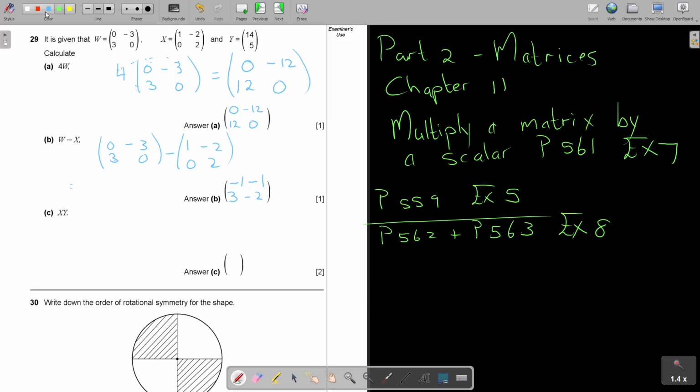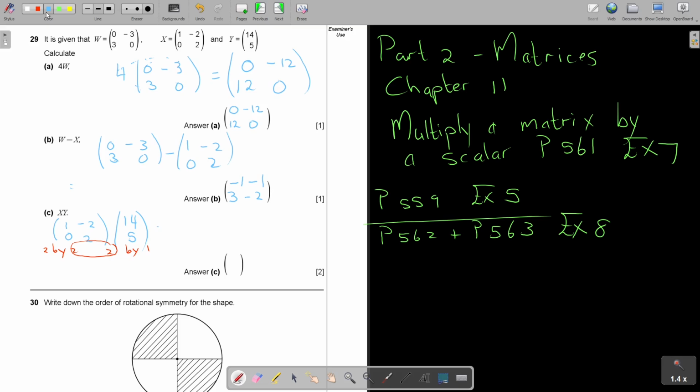Let's write down x. So let's start with x. So it's going to be 1, 0, negative 2, and 2. And then it's going to be 14 and 5. And remember, you can only multiply if the middle numbers are the same. So this is going to be a 2 by 2: 2 rows, 2 columns. And this is going to be 2 rows and 1 column. And if the middle numbers are the same, you can multiply them. Okay, now how do I multiply them?